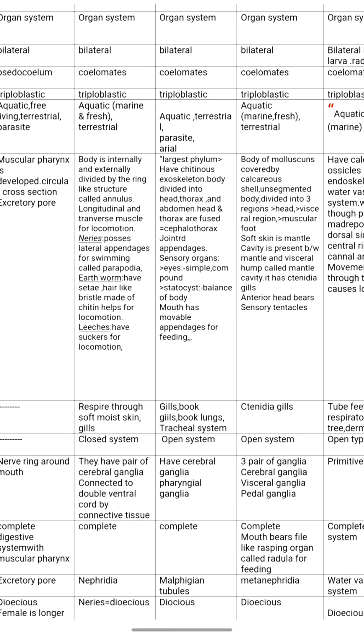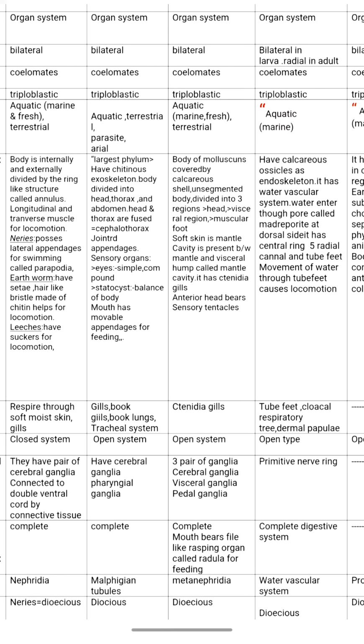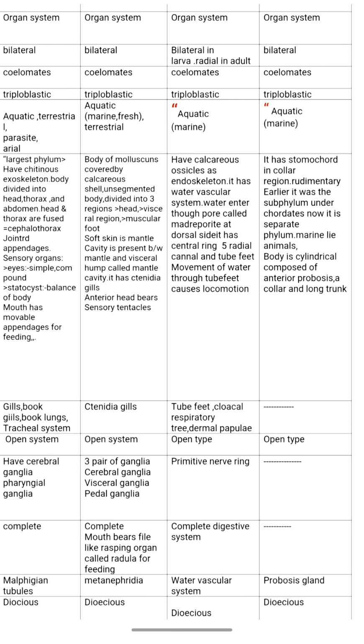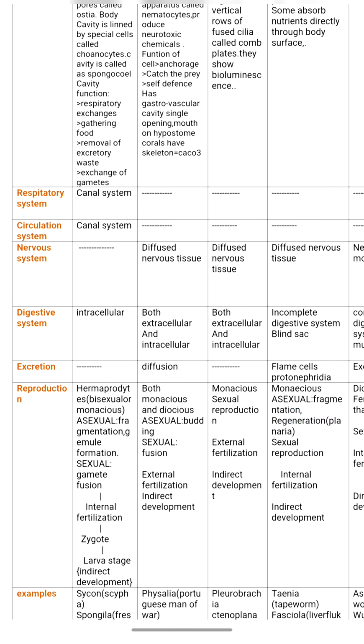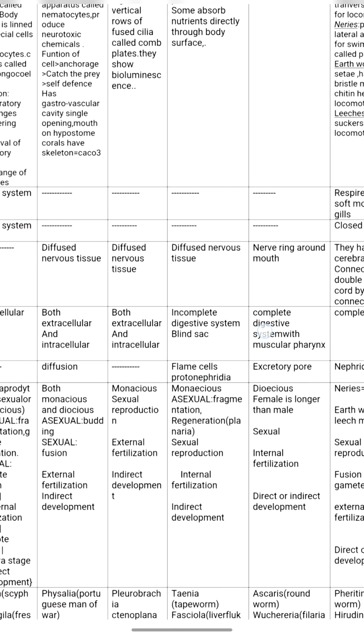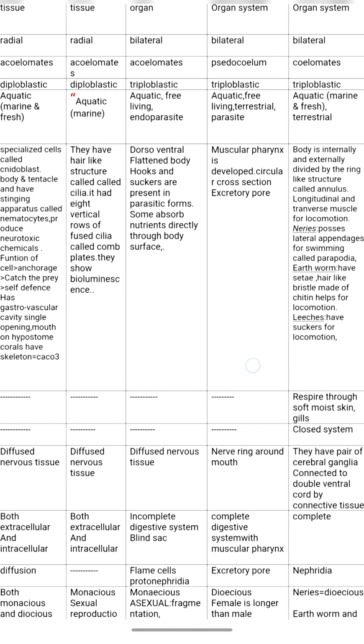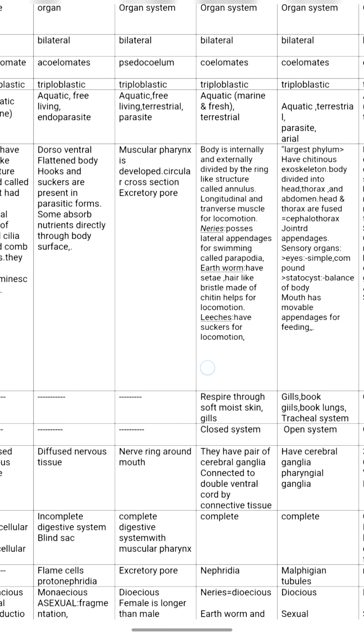And arthropoda will respire through gills, book lungs, and tracheal system. Mollusca by ctenidia, gills. Okay, so we have a comparative study like this. And echinodermata will have tube feet, cloacal respiratory tree and dermal papillae. Hemichordata they have not mentioned, so I have not taken that. Circulation system. For porifera, it's canal system, and the rest of the things from coelenterata to ascomycetes is not mentioned.